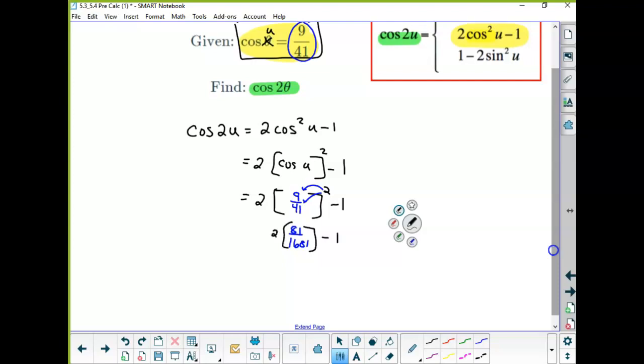And then we're going to subtract 1. And to be honest, I would use my calculator here fully. These are bigger numbers, so I wouldn't really do too much in my head.